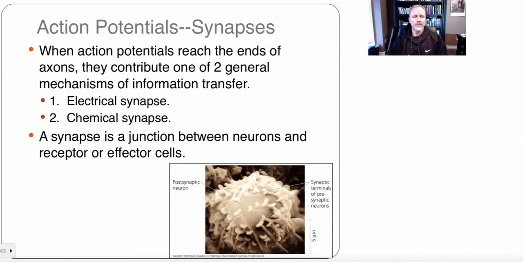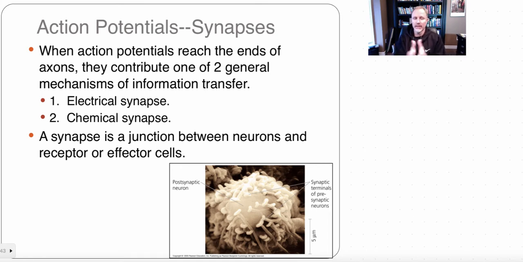All right, in the last section, we talked about action potentials, and now we're going to talk about how the action potential gets from one cell to the next, and that's through a synapse. So when these action potentials reach the ends of the axon, the axon terminus or axon terminal at the very end there, this is where you have either an electrical synapse or a chemical synapse that's going to get that information from one spot to the next.